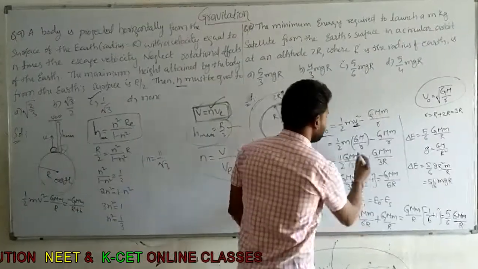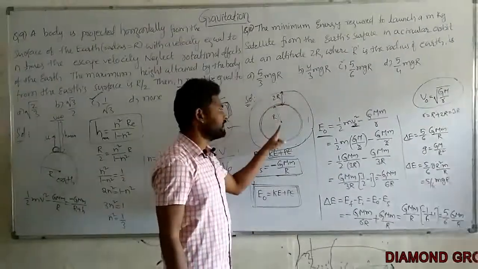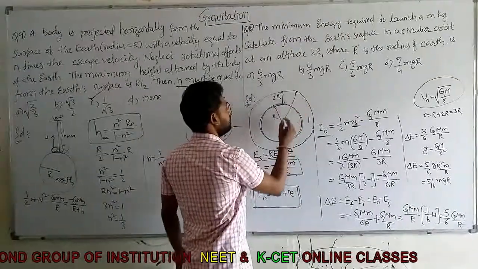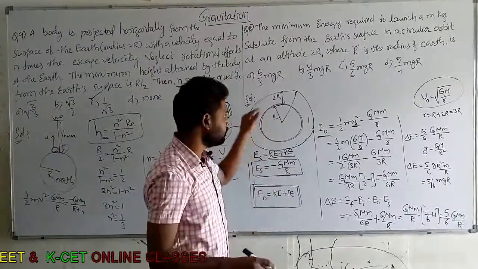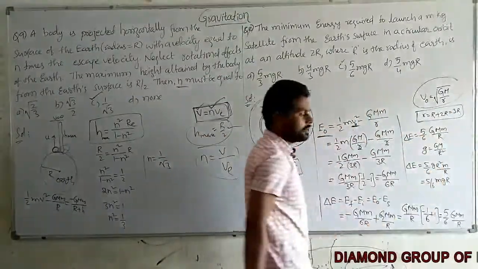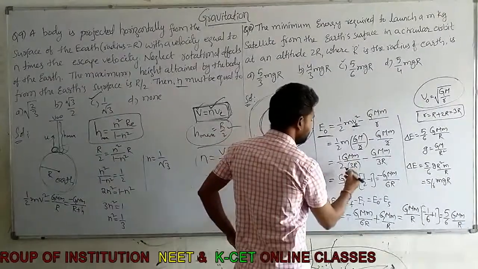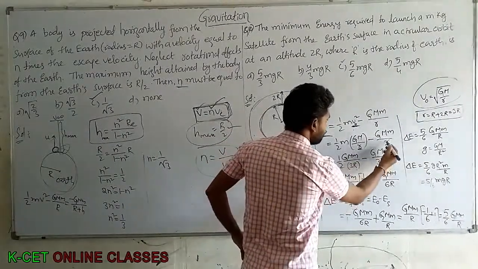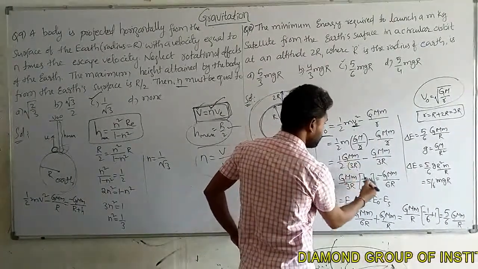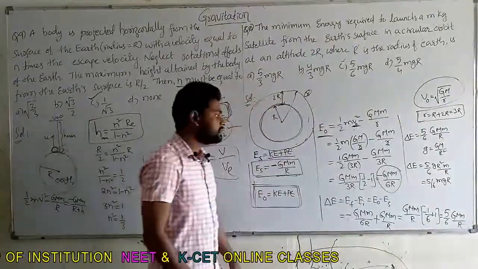Now here small r is nothing but the distance of the orbit from the center of the earth. So from the center of the earth, what is the distance we have to find? This is nothing but R plus 2R, which is 3R. So small r equals 3R. Substitute 3R in place of small r. So now GMm by 2 into 3R minus GMm by 3R. Taking GMm by 3R common, here we have 1 by 2 and here minus 1. After simplification we get minus GMm by 6R.